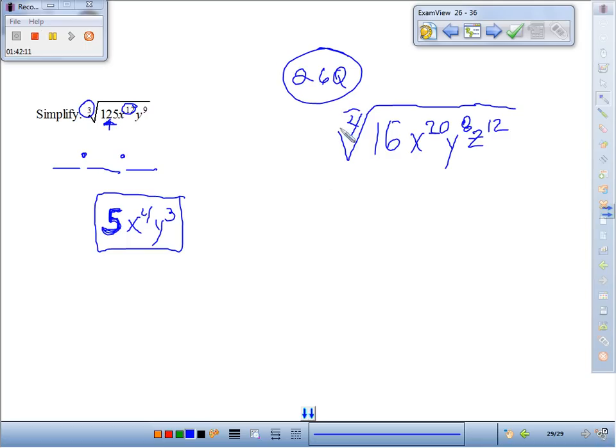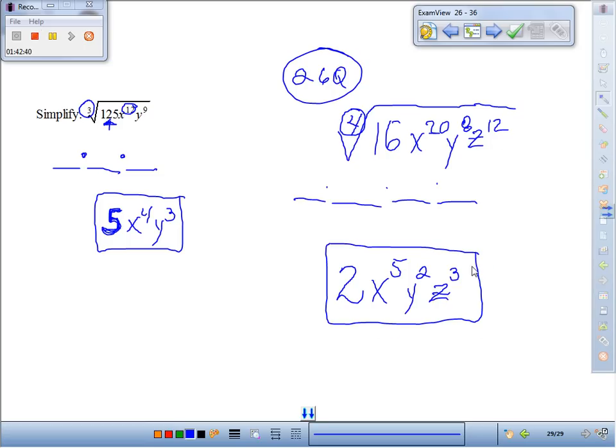Let's see. This says what number times itself 4 times is equal to 16. We do 1 times 1 times 1 times 1, no. 2 times 2 times 2 times 2, yes. So it's 2. From there, x to the what? 20 divided by 4 is 5. Y to the 8 divided by 4 is 2. And z to the 12 divided by 4 is 3. Hands if you got that. Okay, that is correct. Remember, all we have to do is divide the exponent by the index.